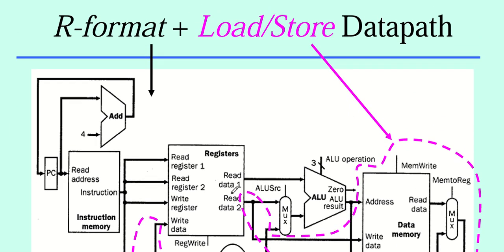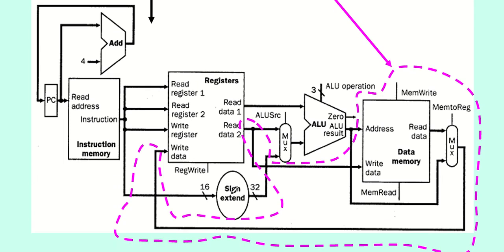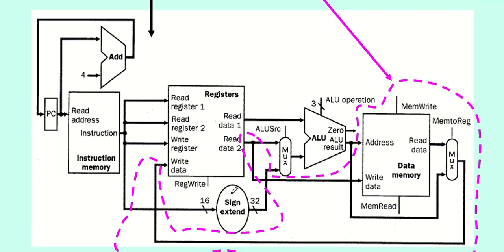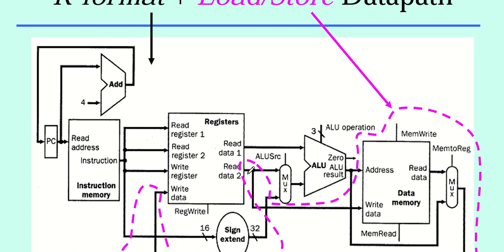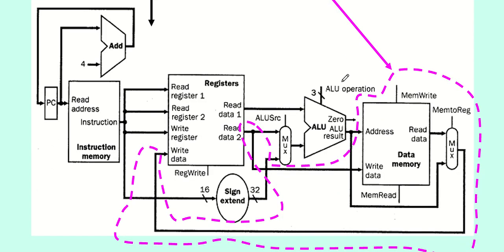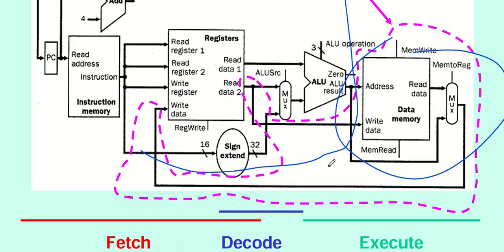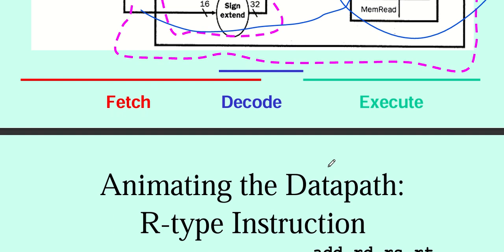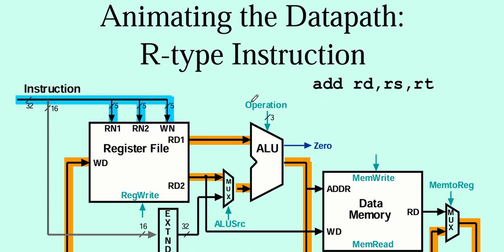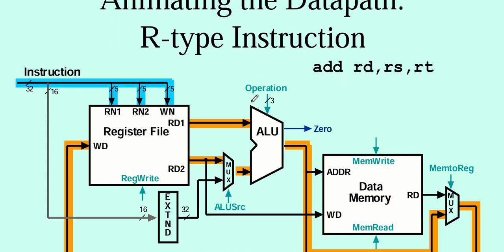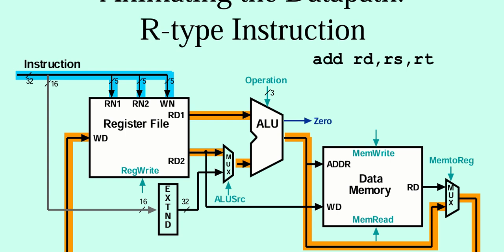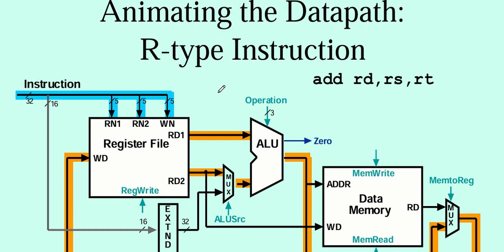So you realize that when you combine the R format data part and the load store data part, you get this. You realize that the R format data part only ended here, but with the load word format, you have to go to memory and write it back. So that's the only thing you have to indicate. We could show some animation, but this is static, so let's take time to go through it.